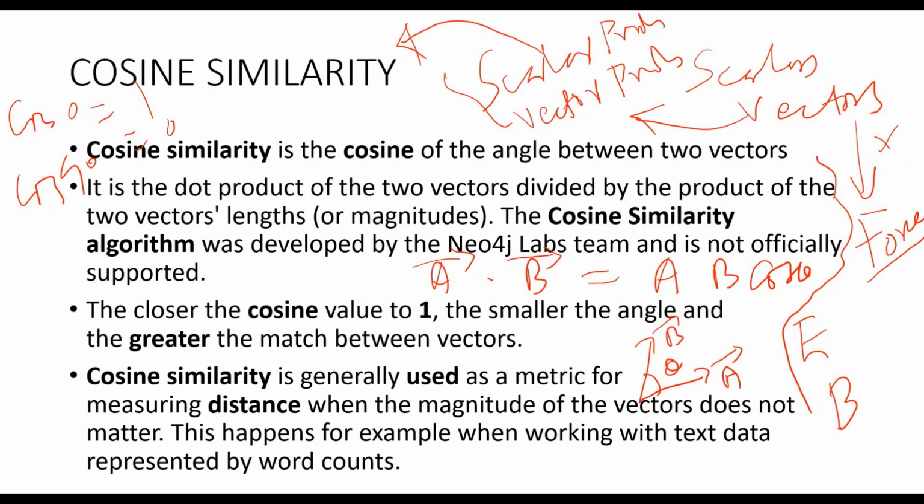two vectors. Cosine similarity is generally used as a metric for measuring distance when the magnitude of the vectors does not matter. That is very important, when the magnitude of the vectors does not matter. This happens, for example, when working with text data represented by word counts. So these things we can use in NLP when we work with text data.